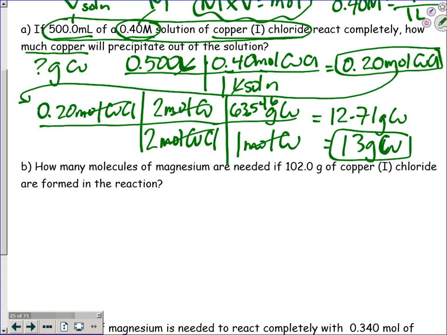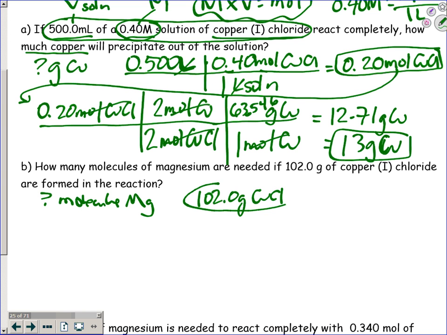Okay. So next one, B. What is the question? How many molecules of Mg? What's the piece of given information that would be our starting point? 102.0 grams magnesium. Copper 1 chloride. These are formed, but we're going with this. So this is our starting point, right? No molarity nonsense here. Go with the flow. Solve.